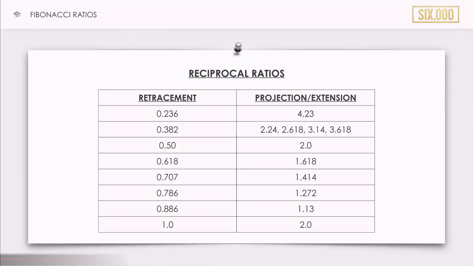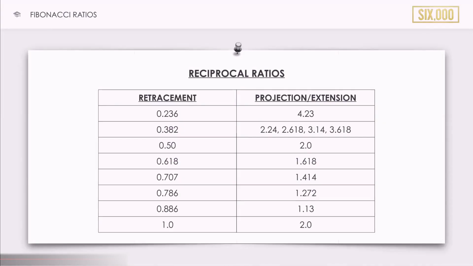Now the retracement ratio, we can see here on the left, defines the inverse relationship for the projection. 0.236, the inverse is 4.23. 0.382, the inverse is 2.618. However, we can have an alternate inverse of 2.24, 3.14, and 3.618. When we're looking at 0.382, my initial projection is 2.618.